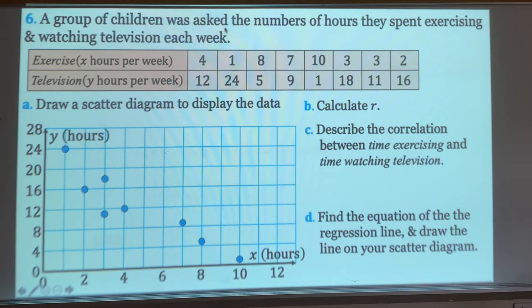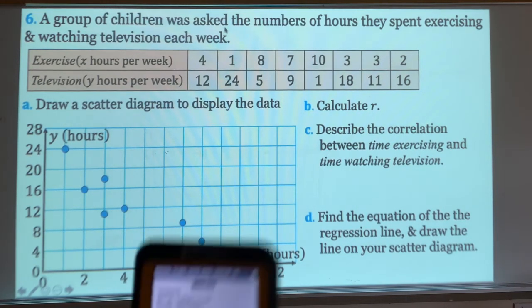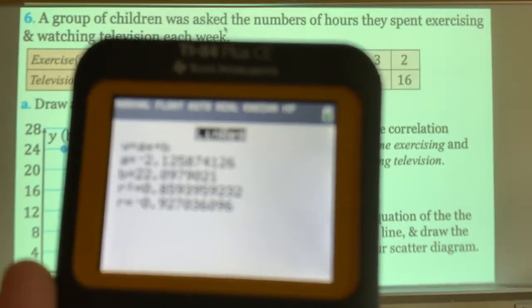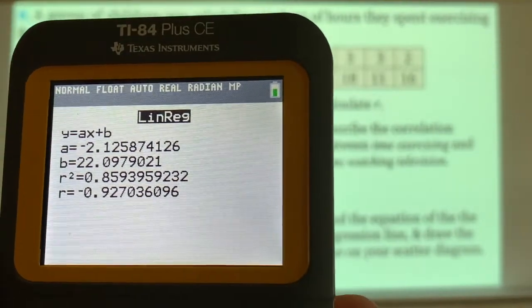Calculate R. Stat, calc, LinReg. I'm going to make sure I store vars, y vars, function, y1. Calculate. I'm going to go back to my scatter plot in a little bit. So first thing it says is calculate R. This is what I got when I typed everything into my calculator, so you know I am doing just as much work as you. Negative 0.927.